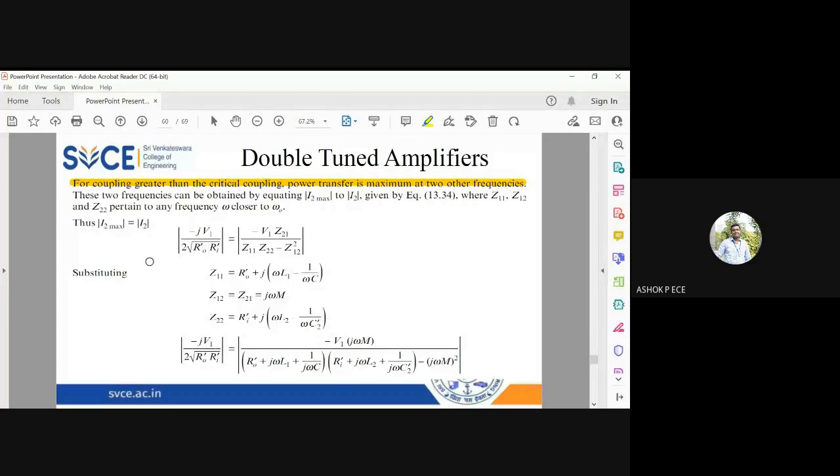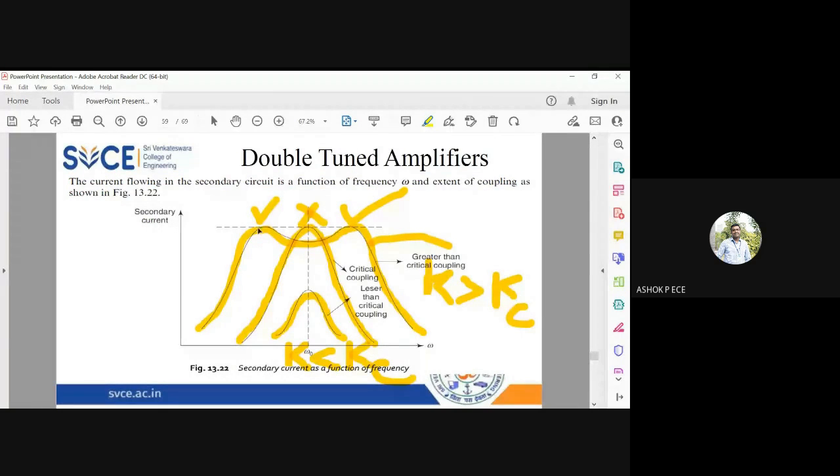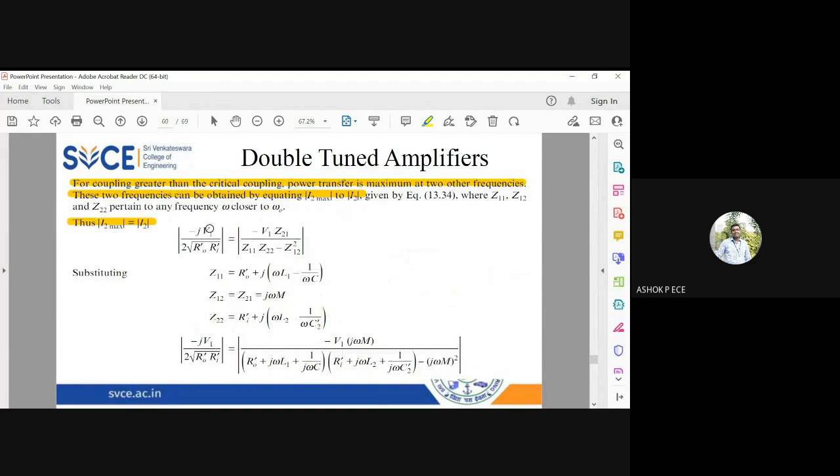Maximum. So theoretically, we are going to find what are those two frequencies where the power transfer is going to be maximum. So for that, I am substituting the expression for I2 max equal to I2. At this point, my maximum value is equal to the value of the current which is originally flowing, right? So I know the expression for I2 max and I'm substituting that equal to I2.